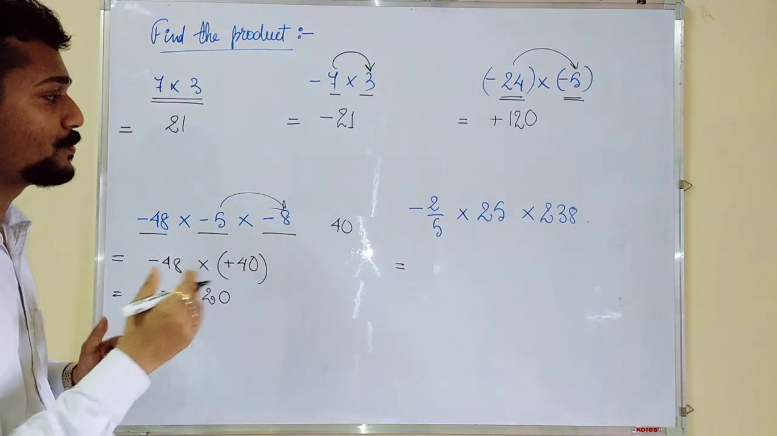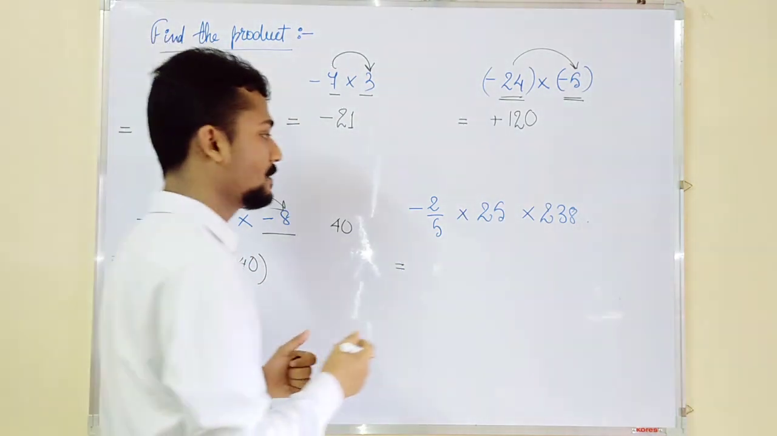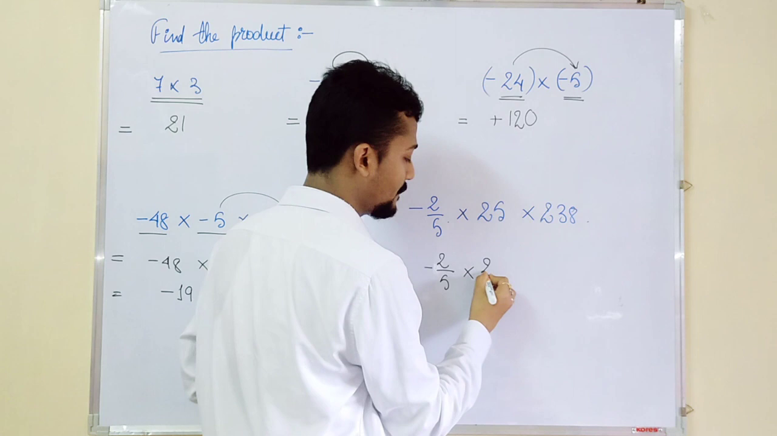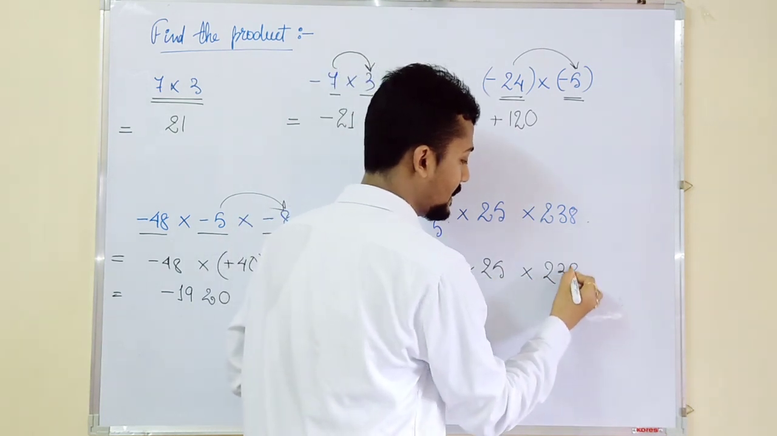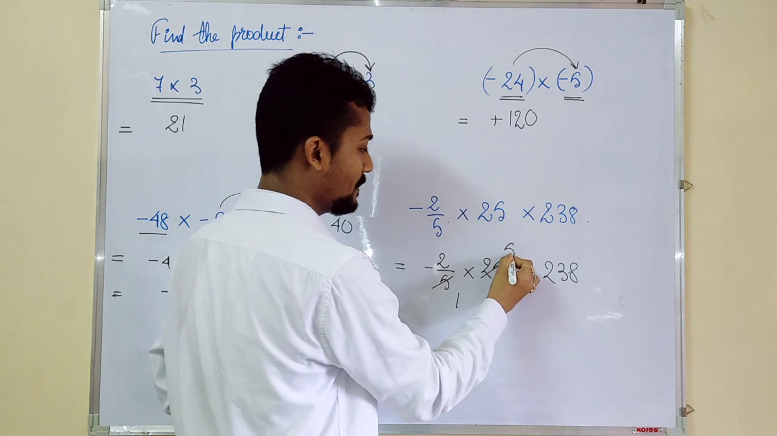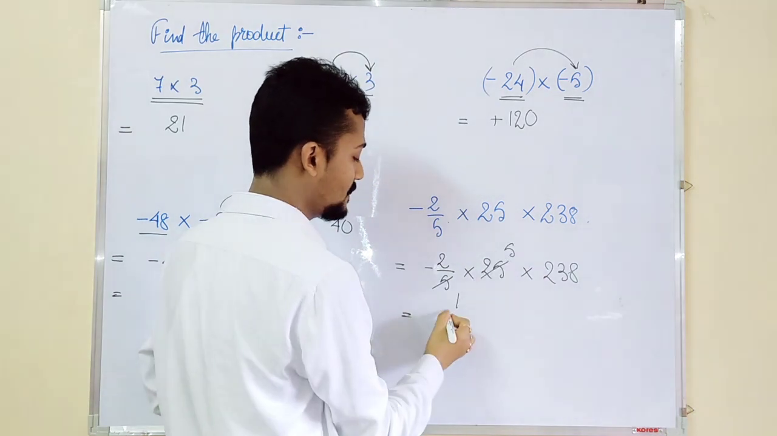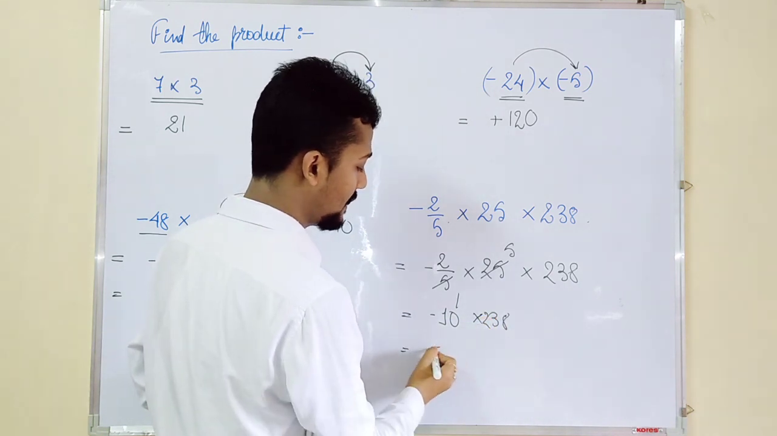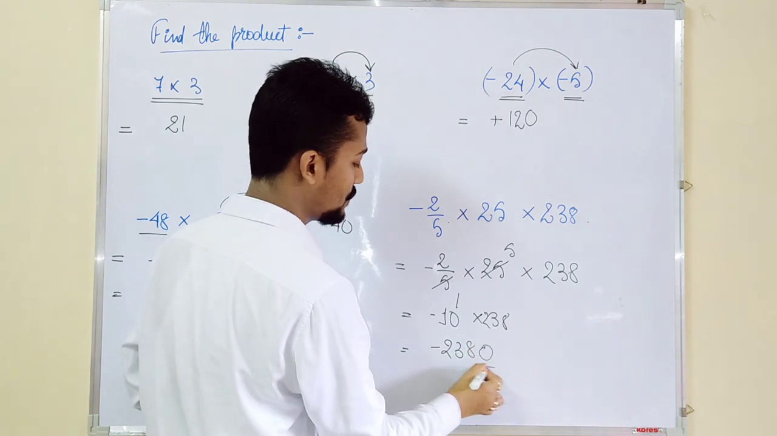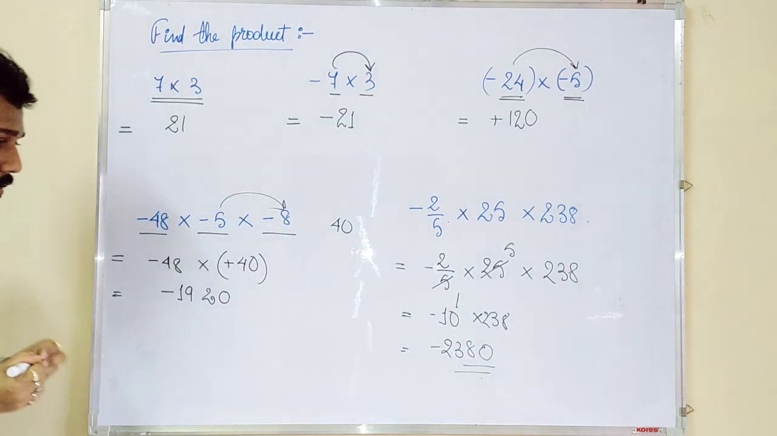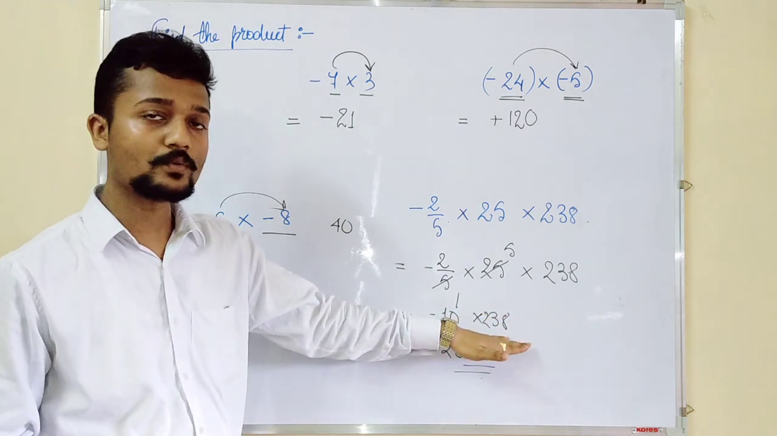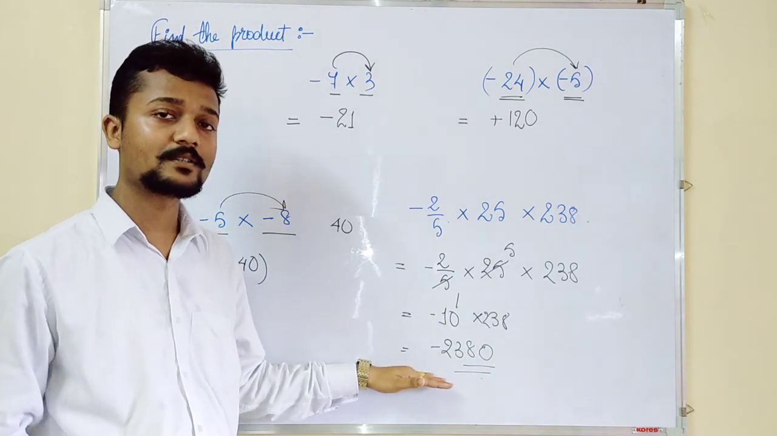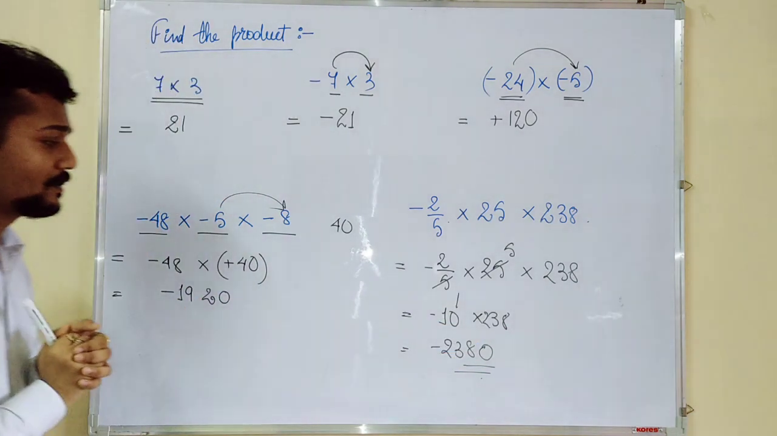Next comes minus 2 by 5 into 25 into 238. Okay, let us calculate it. Minus 2 by 5 into 25 into 238. 5 1s are 5, 5 5s are 25. So 2 5s are 10. Minus 10 into 238 is equal to minus 2380. Why? 10 into 238 is equal to 2380, 2380 minus plus minus. Hope it is clear till this much, isn't it? So do it.